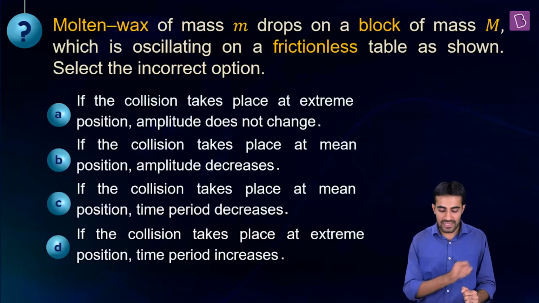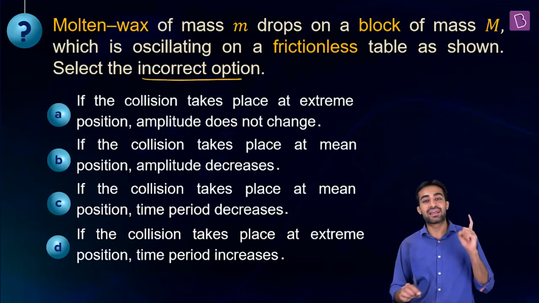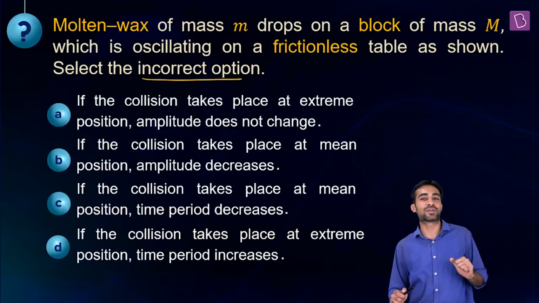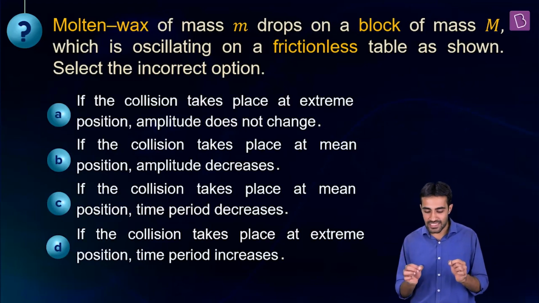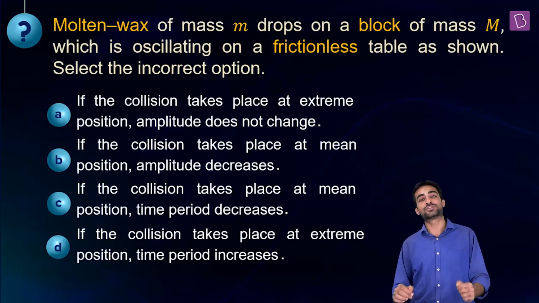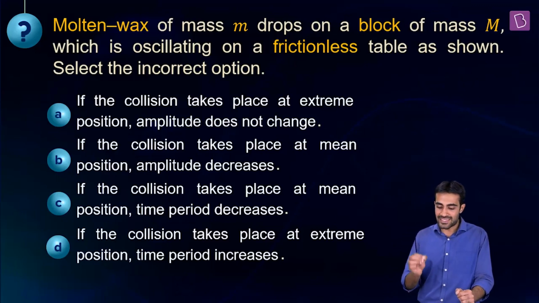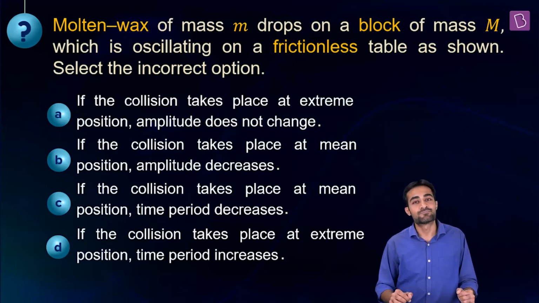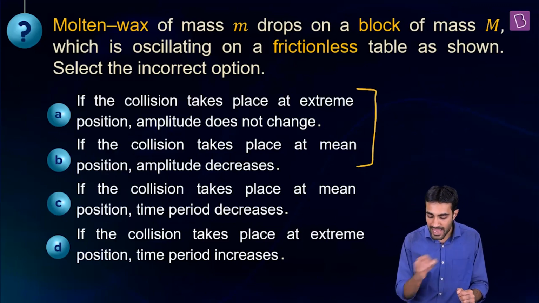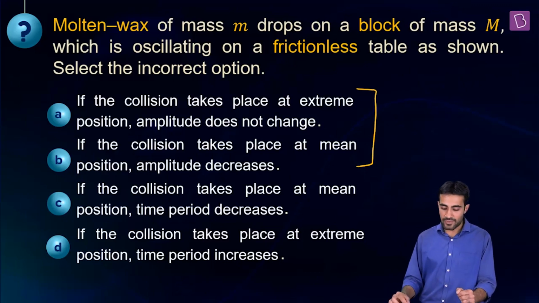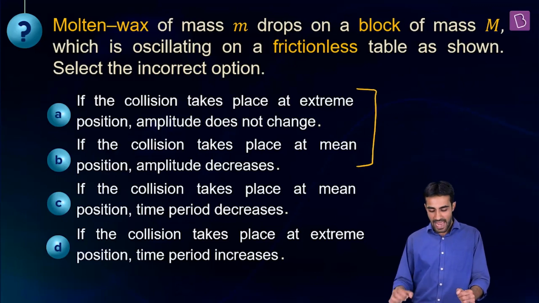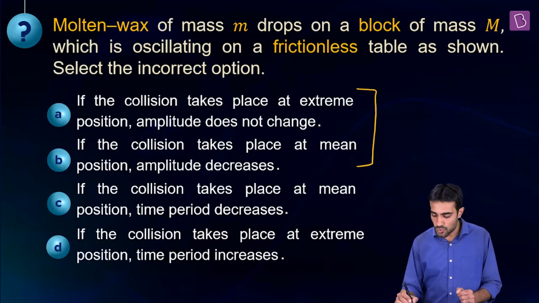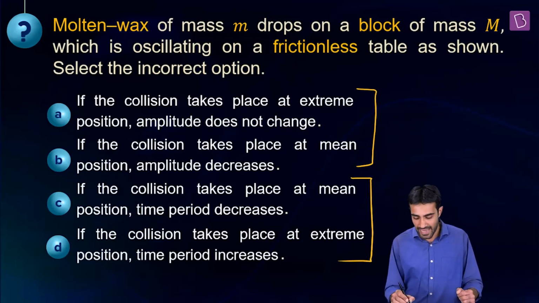And we have to choose the incorrect option. Don't choose the correct option, otherwise we will make a mistake. So option A: if the collision takes place at the extreme position, amplitude does not change. Option B: if the collision takes place at the mean position, amplitude decreases. So these two options deal with amplitude. And option C: if the collision takes place at the mean position, time period decreases. And option D: if the collision takes place at the extreme position, time period increases. So these two options deal with time period capital T.